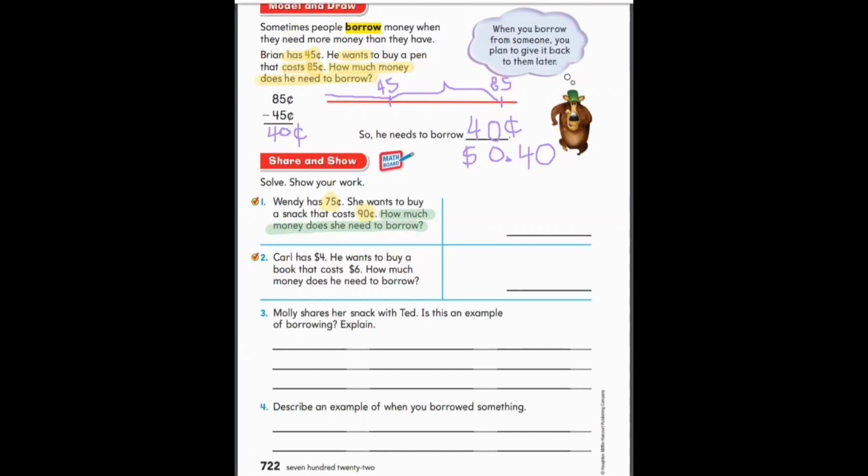Now, keywords. Wendy has 75, and she wants to buy a snack that costs 90. Now we can solve.